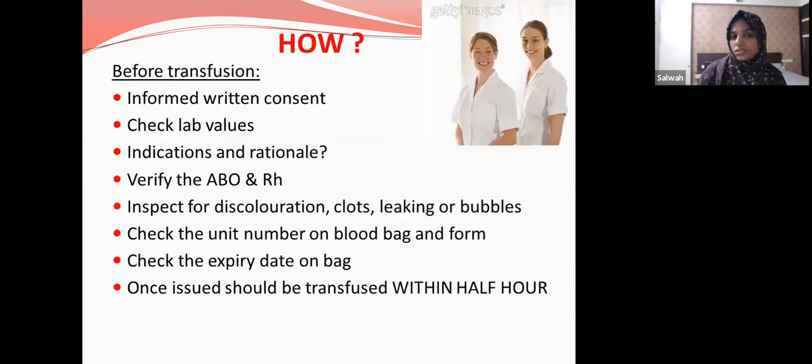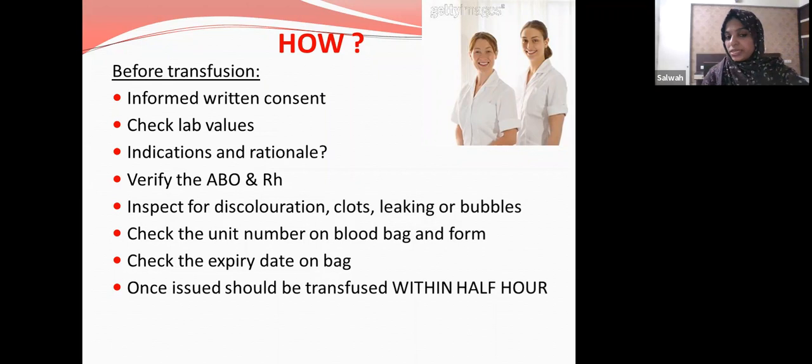Now, this is more important. This is what we have to do in our wards. That is how we have to transfuse blood. It is divided into before transfusion, during transfusion, and after transfusion. So before transfusion, an informed written consent is very important, and we have to check the lab values of the patient. And we have to verify the indications and rationale for blood transfusion, and the ABO and Rh grouping of the patient as well as the donor has to be verified.